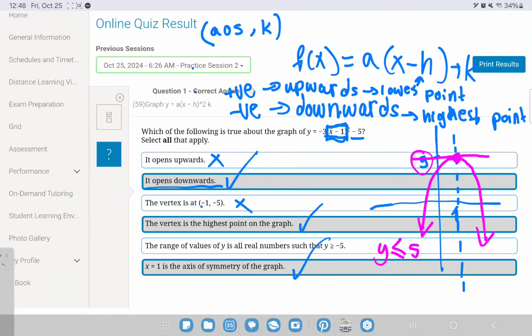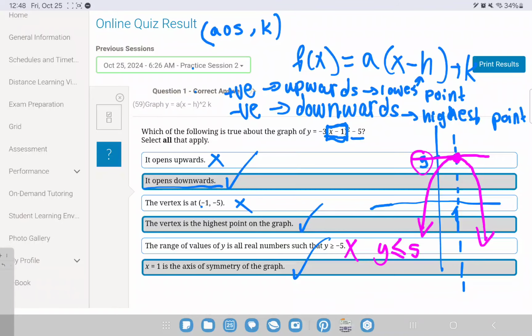Which, like I said, is the complete opposite when it's opening upwards. When it's opening upwards, it's anything greater than or equal to 5. So this would be true if it were opening upwards, but it's opening downwards, so this is false. And that's how we chose or didn't choose all the options.